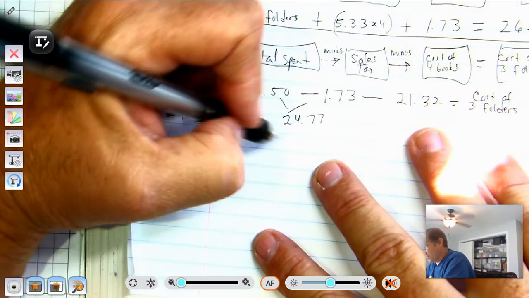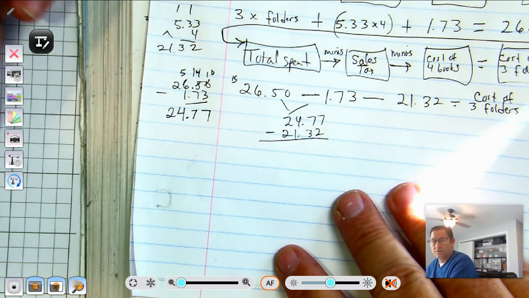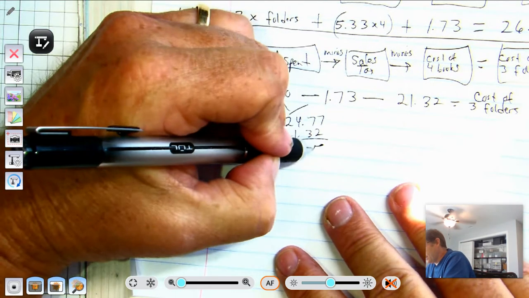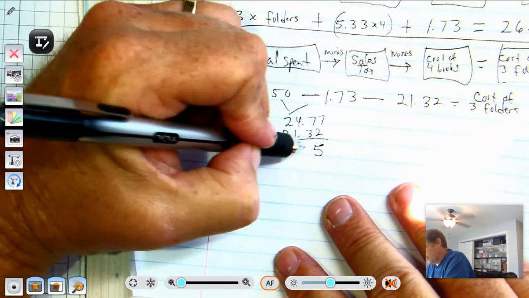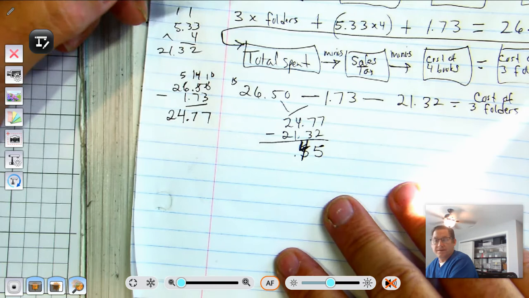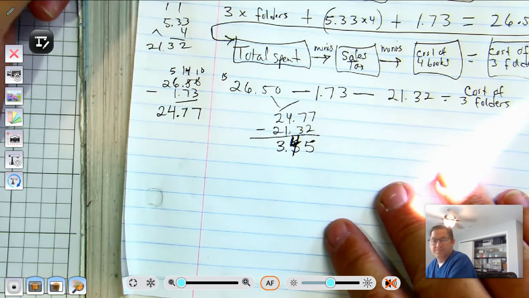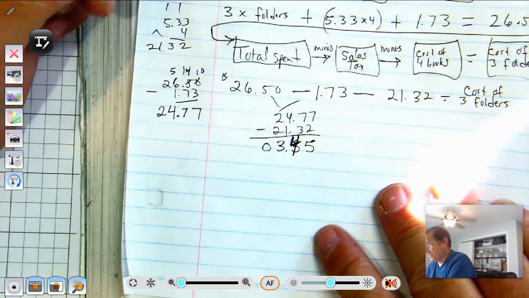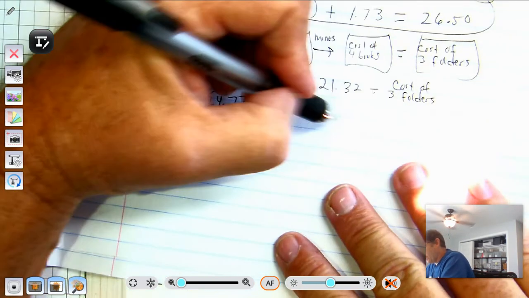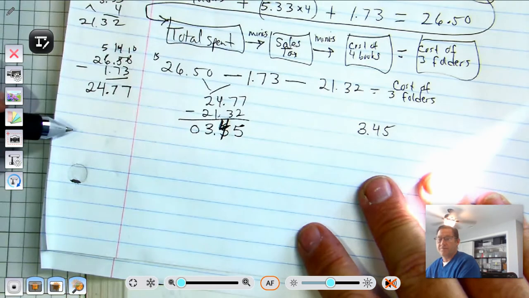We need to now take away the cost of the books, which was $21.32. 7 take away 2 is 5. 7 take away 3 is 4. Bring down the decimal point. 4 ones take away 1 one is 3 ones. And 2 tens take away 2 tens is 0. So we have $3.45 is the cost of the 3 folders.